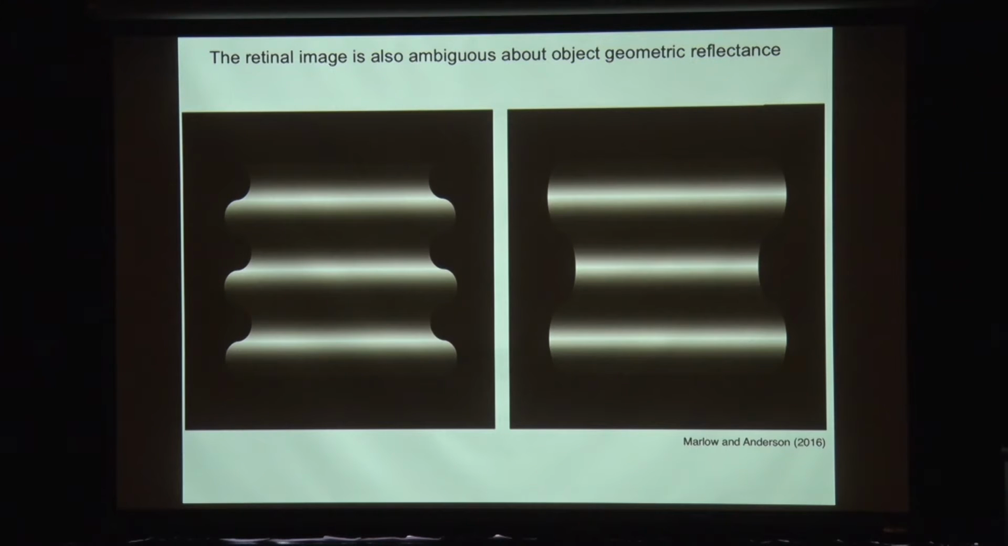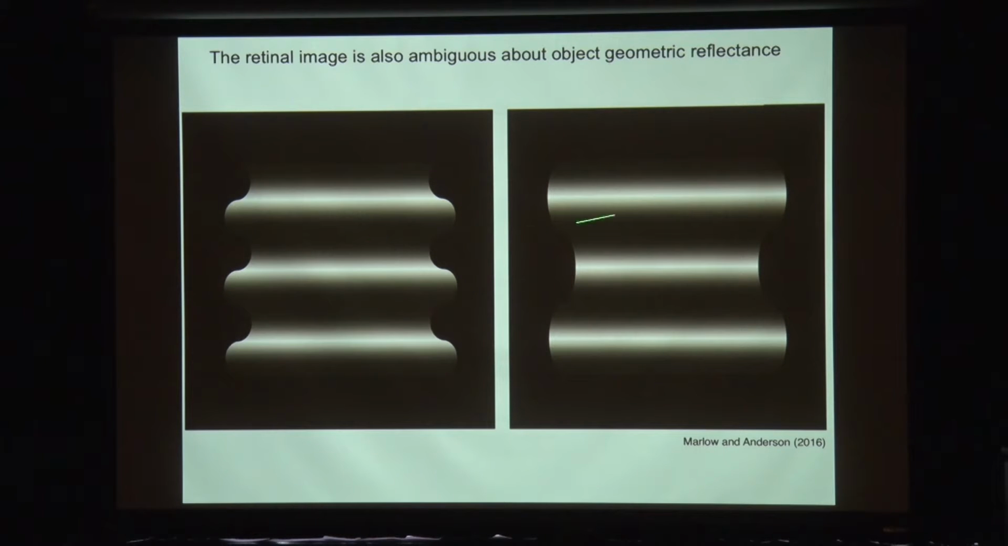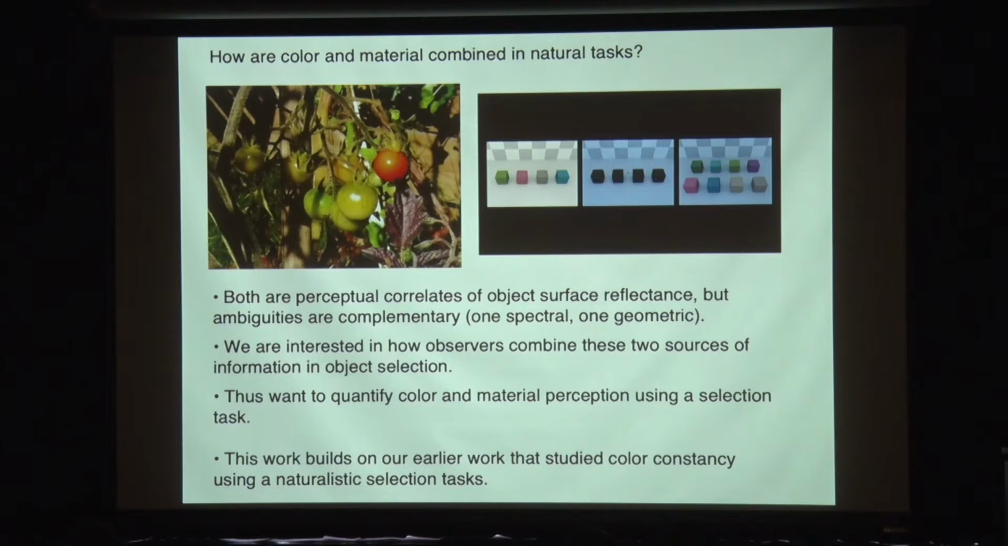At the same time, as we're also familiar with, and as was pointed out in some of the previous talks, the image is also ambiguous about geometry and reflectance. This is a nice example from Marlow and Anderson, where you see a pretty clear apparent difference in the material of these two sides. But in fact, the pattern of light and dark vertically down the center is identical in these two images. If you don't have shape information, you can't disambiguate it, because different percepts arise from different interactions between light and reflectance, depending on the perceived shape. So both of these percepts, although useful, are ambiguous.